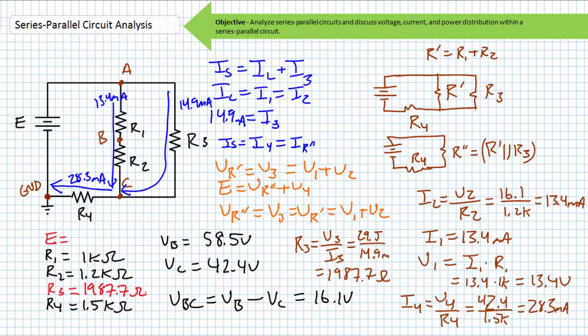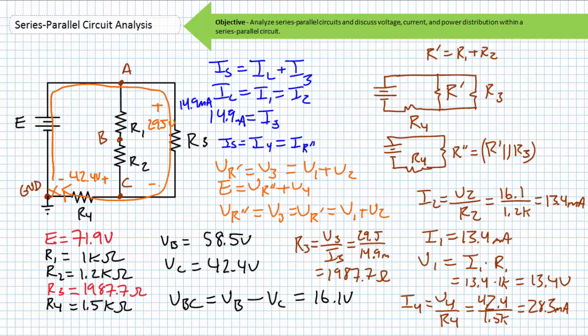Finally, we're asked to solve for the source voltage E. KVL analysis of this loop or any other loop in this circuit suggests that E is a source of approximately 71.9 volts. All desired unknown quantities have been solved for using efficient and effective means.